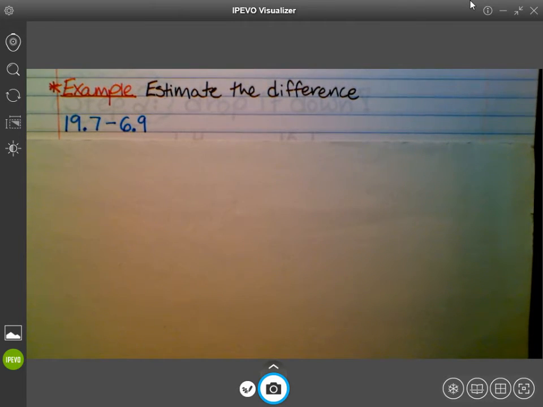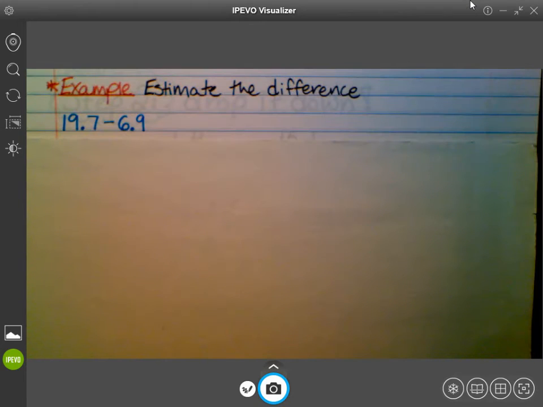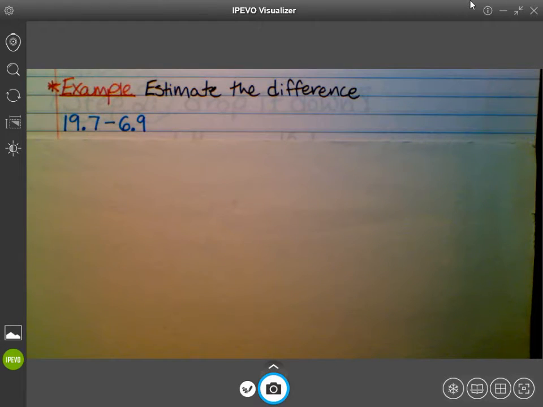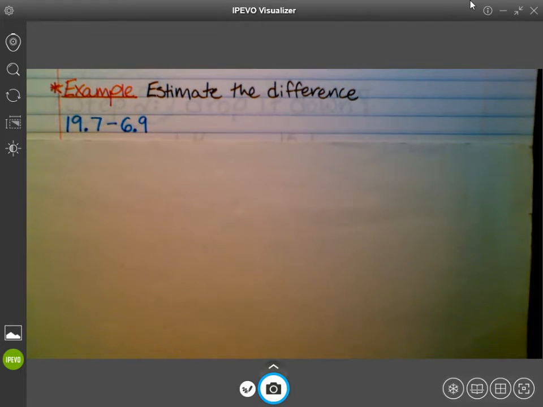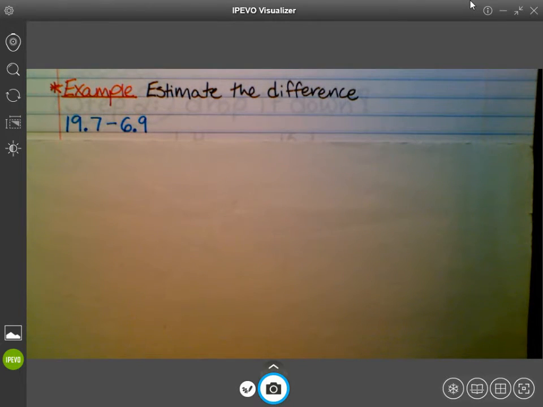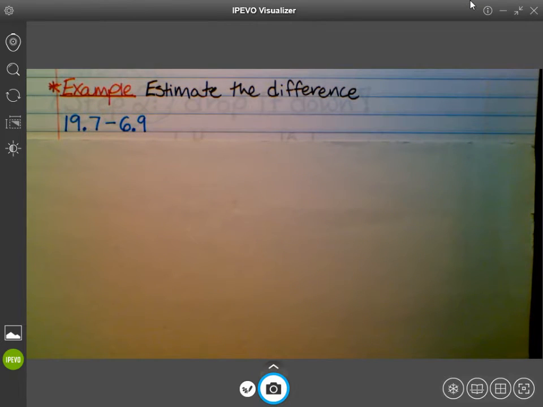All right, get the numbers written down. Okay, does everyone have these numbers written down? Yes. All right, so if we are asked to estimate the difference of these two numbers, remember our first step of round each number to the largest place value?